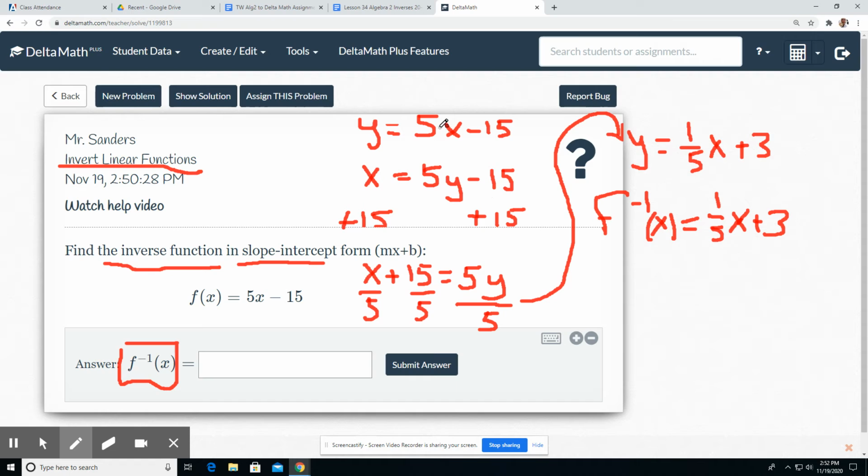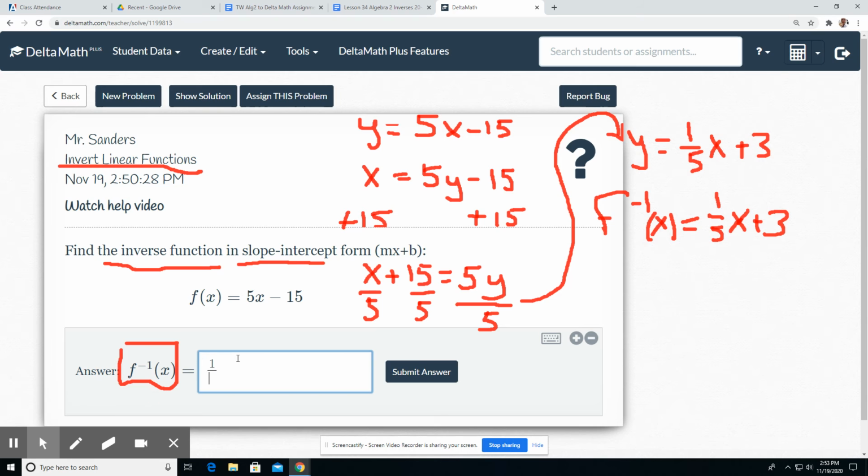The process is a little bit tricky to get used to, but basically this is always the same step of finding the inverse: you switch the letters, solve for your new y, and then you replace it with the f inverse notation. 1 divided by 5, x plus 3.